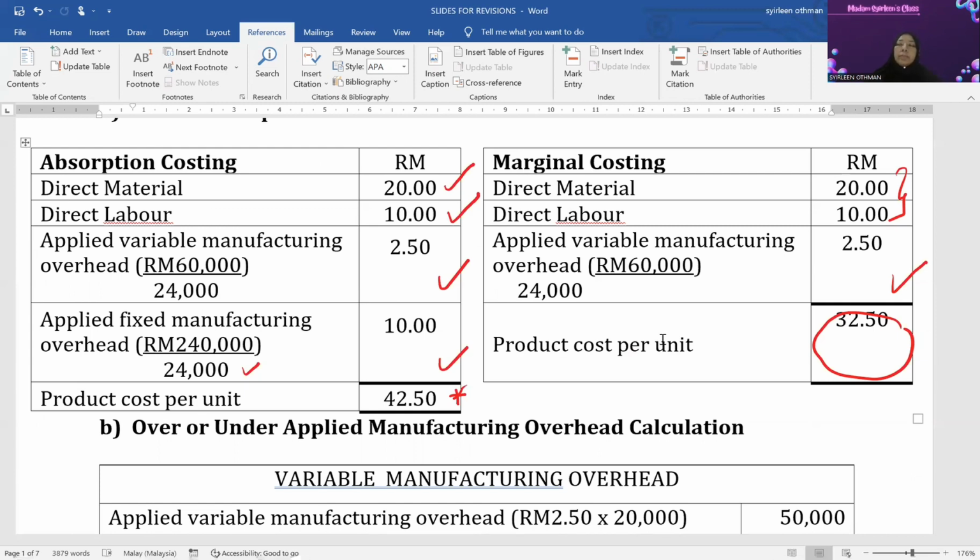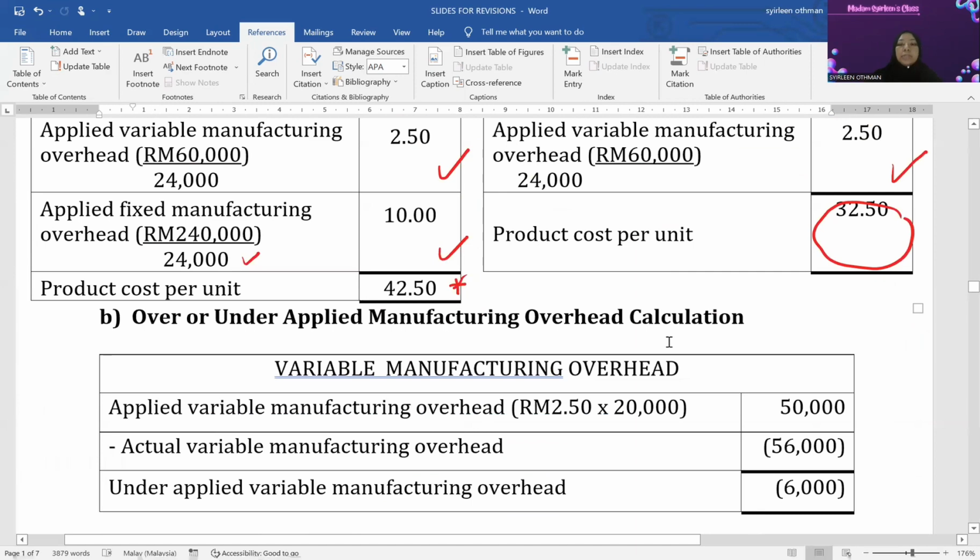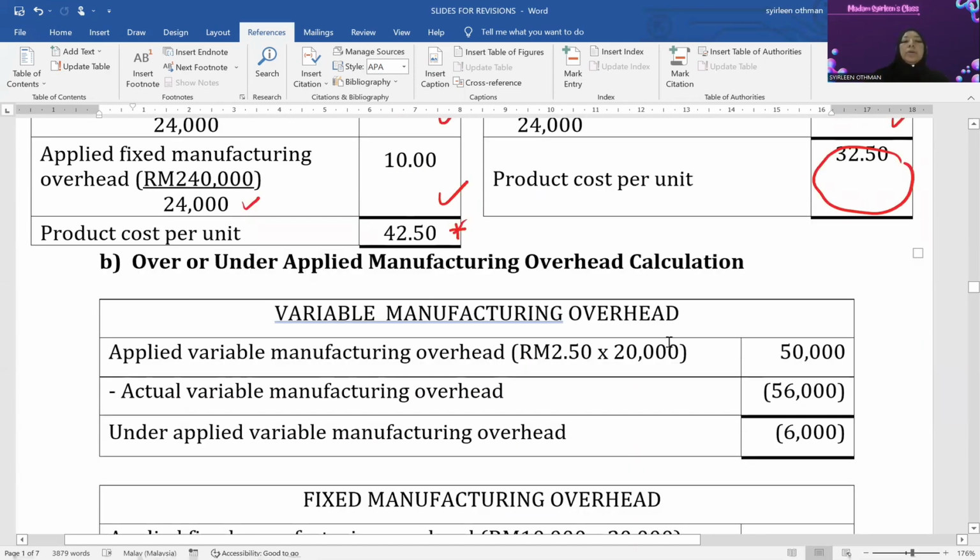Okay, so before we are able to prepare the statement, you need to do the reconciliation first. In your question, the actual manufacturing overhead given is 56,000. But we know the applied, that means you need to multiply the 2 ringgit 50 sen that you got from the calculations prior. This is your POR. We will multiply by the actual unit produced, which is 20,000 given in the questions. So my applied variable manufacturing overhead is 50,000, but my actual is 56,000. So I got an under applied value of 6,000 ringgit for my variable manufacturing overhead.